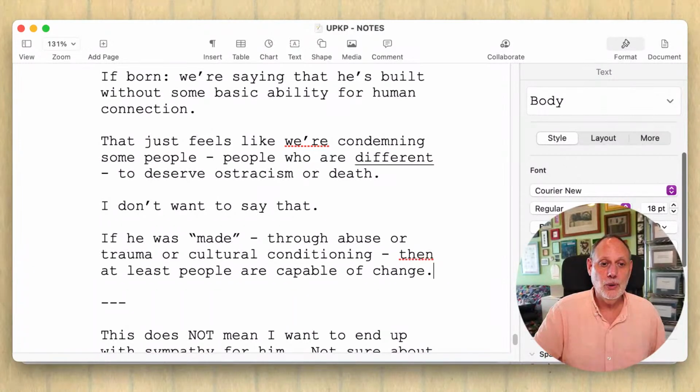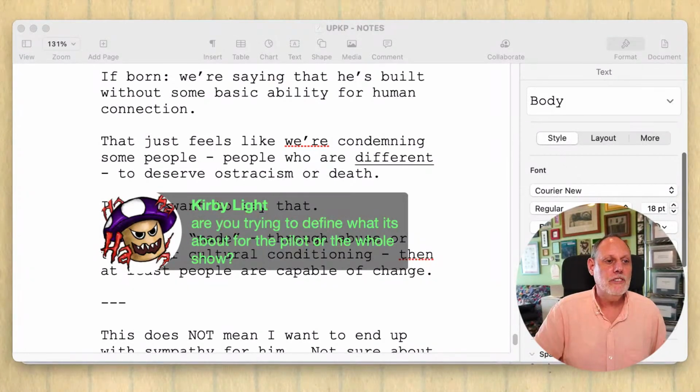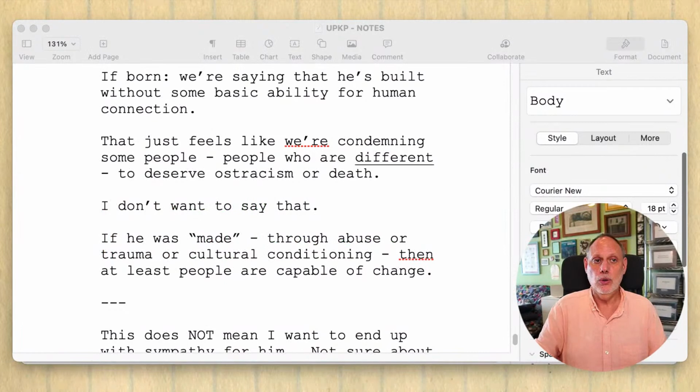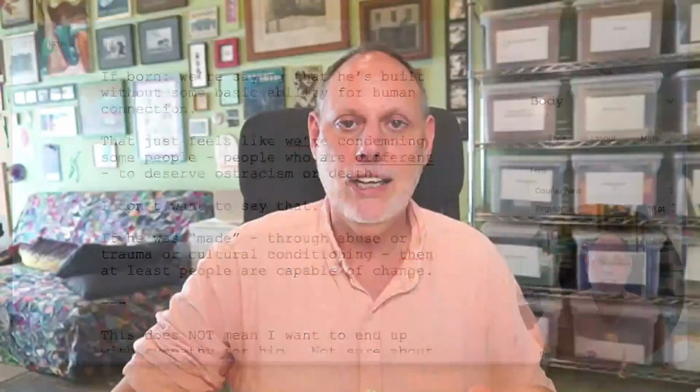This is a super good question. Are you trying to define what it's about for the pilot or the whole show? Absolutely the whole show. You can't really write the pilot if you don't know what it's a pilot for. You are making choices. You are establishing certain things, saying it's about this and it's not about this, or it's about this and it is taking this take on it.